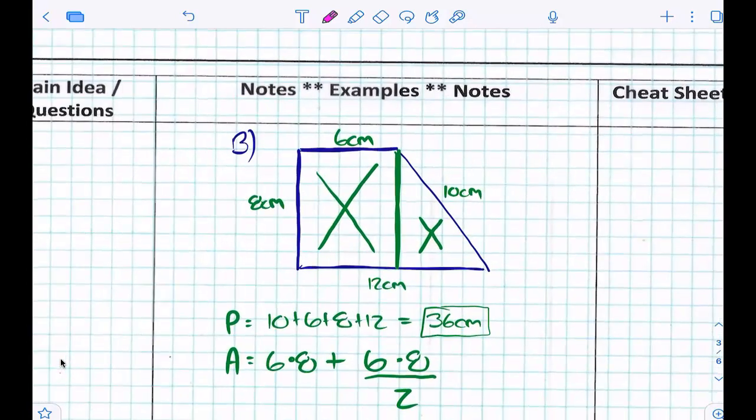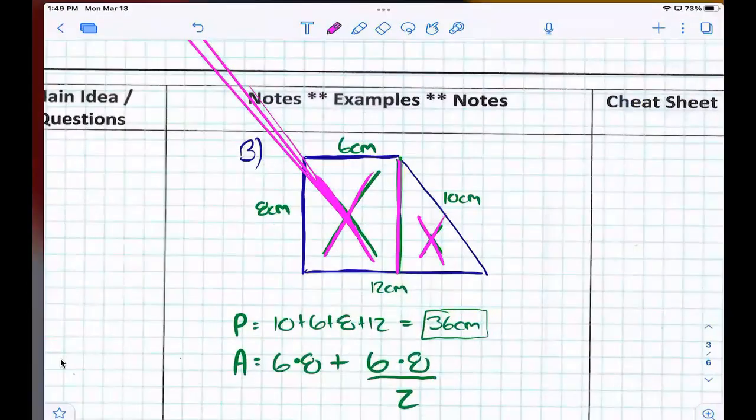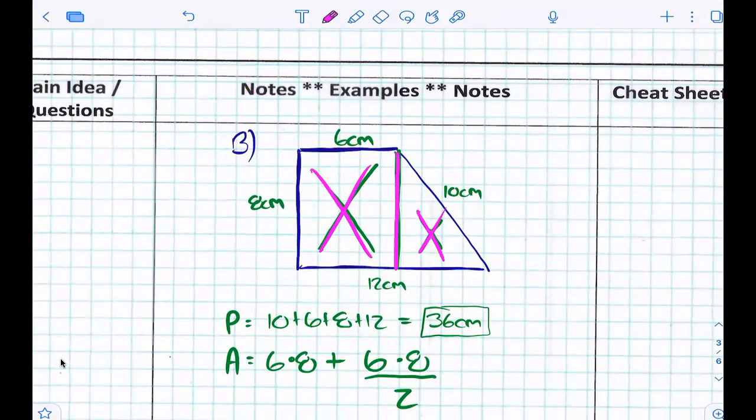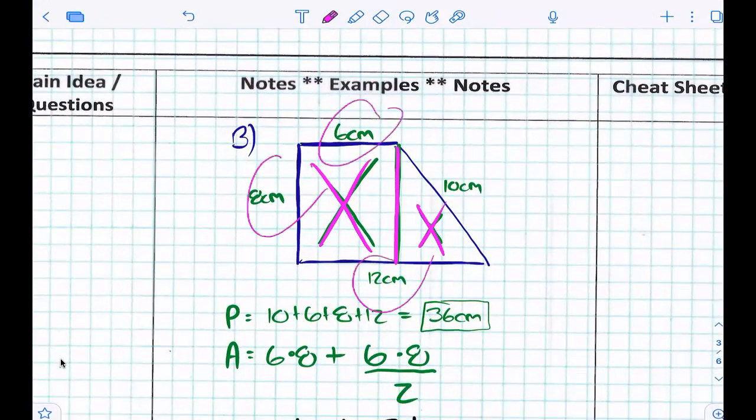Another complex shape. Remember, we split it just right here, so we got ourselves a triangle and a... That's a square? More of like a rectangle, I think. Okay. And then perimeter, you just add up 1, 2, 3, 4 sides, yes?